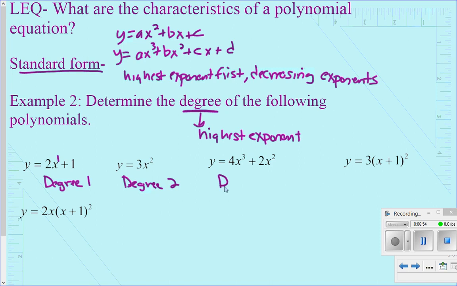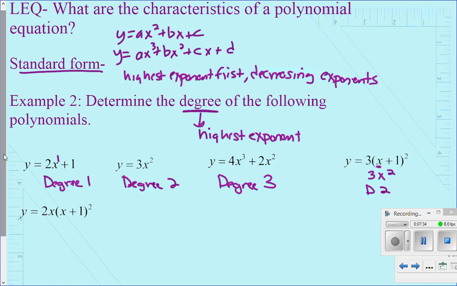Next, degree 3. Now, the last two here, they're not in standard form. So I need to get them in standard form, or at least think about what they would look like if they were in standard form in order to figure out the degree. So in other words, I have to figure out what the exponent is for the leading term for the x. So if I take x and square it, I'm getting x squared, and then I multiply that by 3, I'm getting 3x squared. I don't actually really care about the other terms because that's going to be my highest term. So 3x squared, that means this is degree 2.